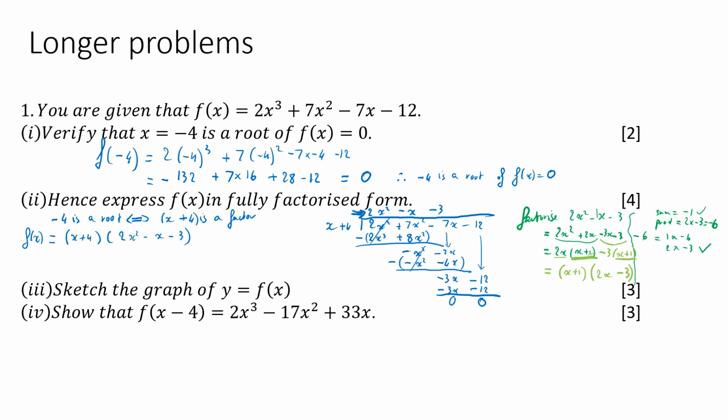So I've now factorized my quadratic, so I can go back to my original question on the left hand side. So the f of x, if I want to factorize it fully, I've got my x plus 4, but I can now factorize this quadratic, which is x plus 1 and then 2x minus 3. I'll let you now have a go at the next two parts of the question, and I will talk through those with the answers.